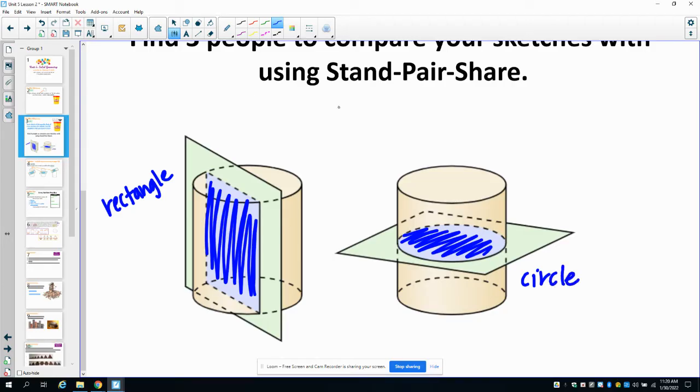If you have clay, or even a zucchini or a cucumber, you could cut it at various different angles and see what types of shapes were created. And then I'm going to see if I can share a digital applet too.